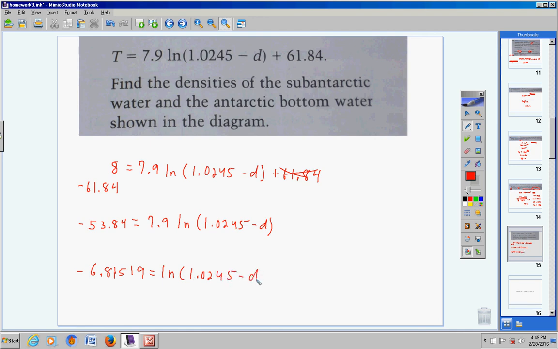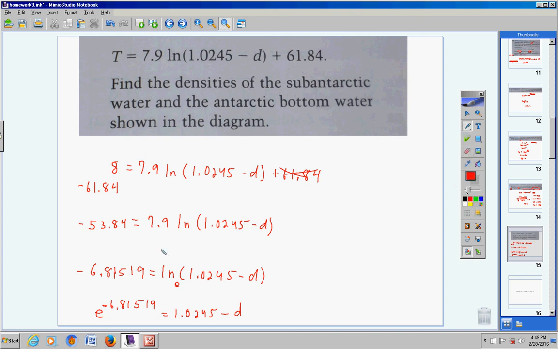Now what I've taught you students to do is next write the logarithm exponentially. So e is right here. We're going to write this exponentially, so it will look like this: e to the negative 6.81519 power equals 1.0245 minus d. Remember guys, logarithm base a of b equals c can be rewritten as b equals a to the c power. That's called writing a logarithmic expression exponentially, and that's what I've done here.